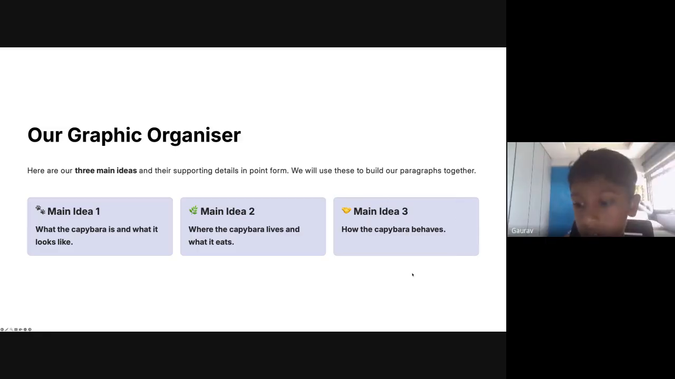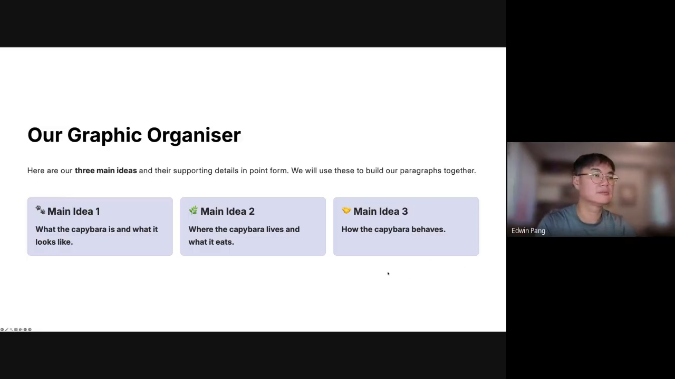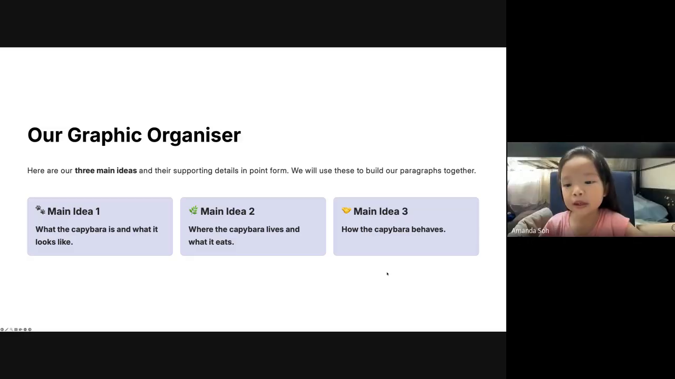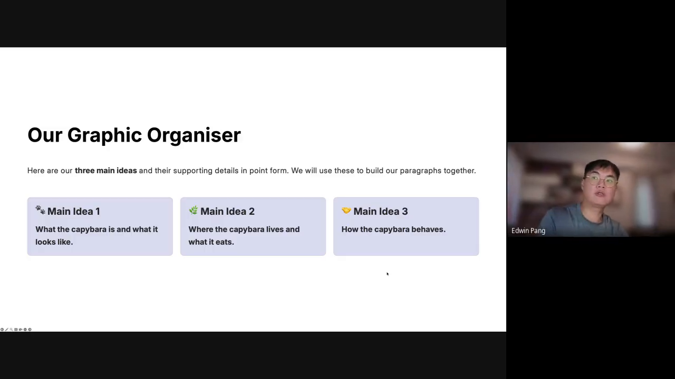I don't know. What was it again? Evelyn, go ahead. Maybe we can describe how it looks like. Okay, so perhaps you might want to say how a capybara looks like. That might be a different way of saying what a capybara is.